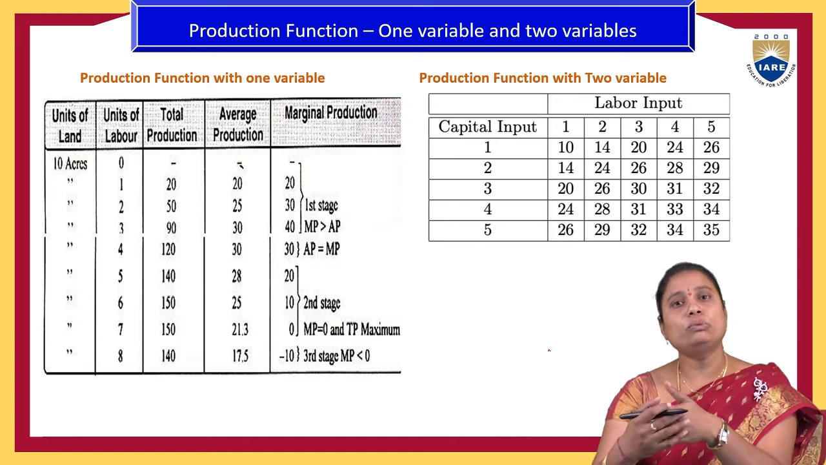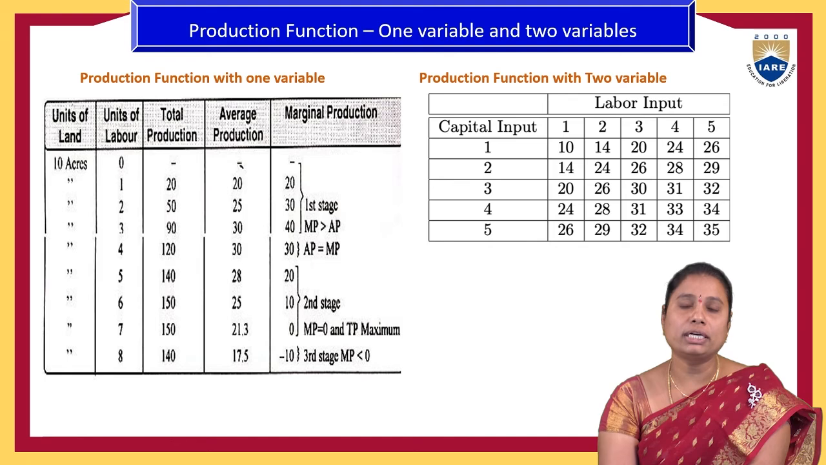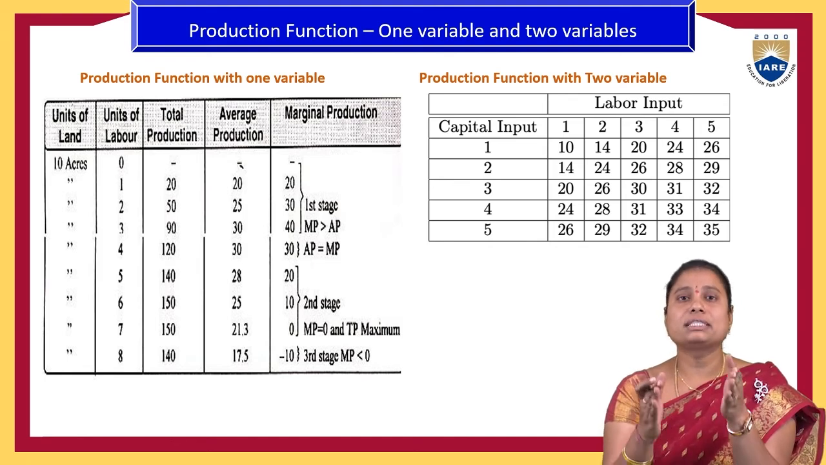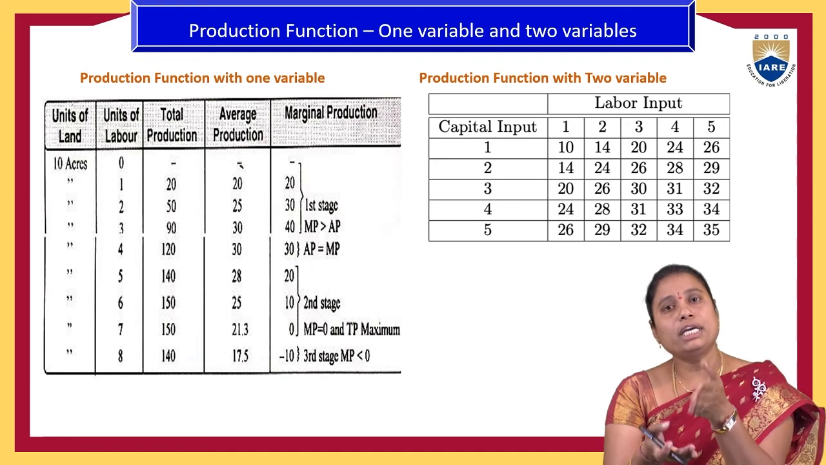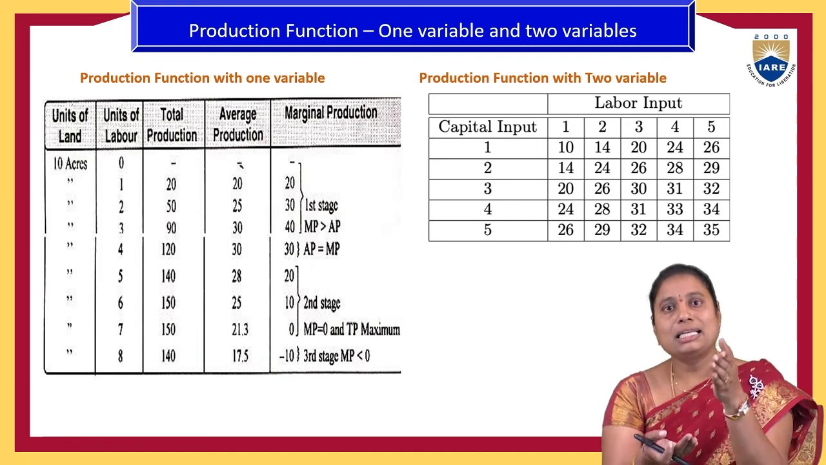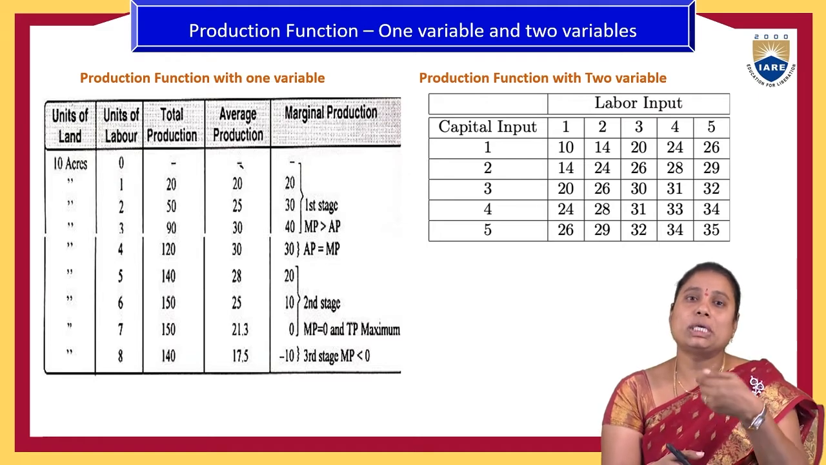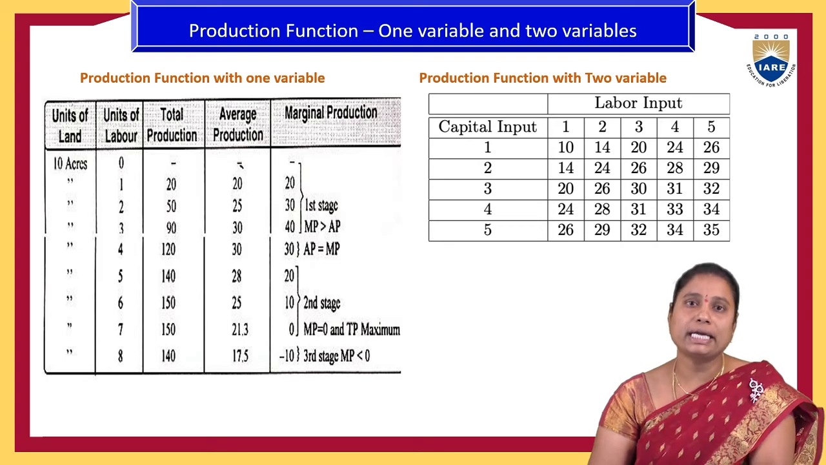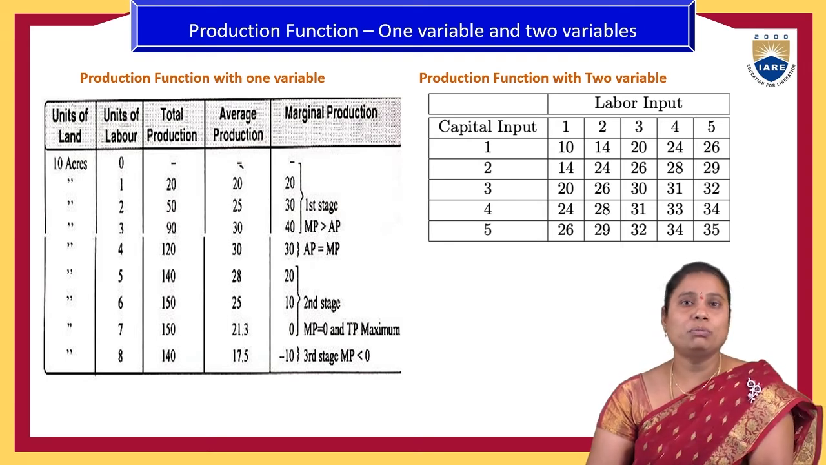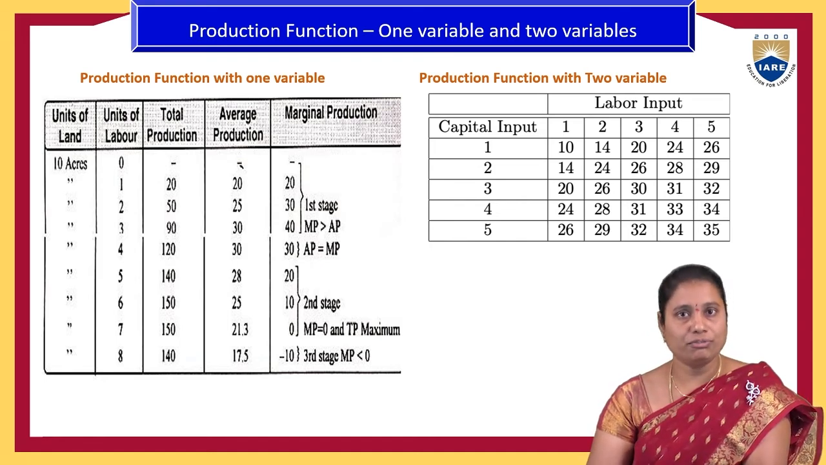Before going to discuss the production function and its types, it is better to understand the various kinds of production functions. The production function means the relationship between the inputs and the outputs. Based on the changing variables in the inputs, the production function will be either a one variable production function, two variable production function or multi-variable production function.